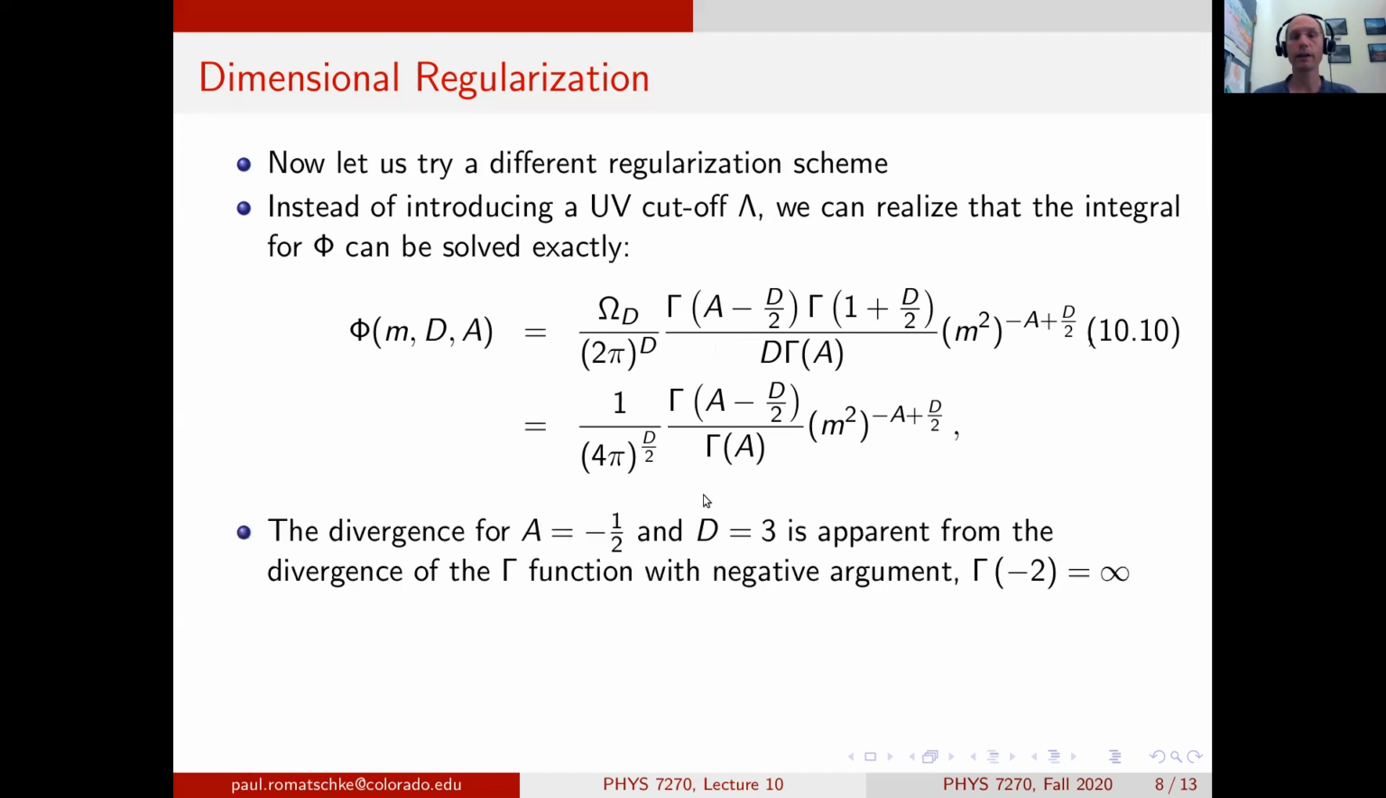If we again plug in the values that are of interest for the zero temperature pressure, so d is 3 and a is minus 1/2, this gamma function here is evaluated at minus 1/2 minus 3/2, that's gamma of minus 2, and gamma of minus 2 is just infinity. So the divergence of the pressure is just given as a divergence of the gamma function evaluated at a negative integer number.